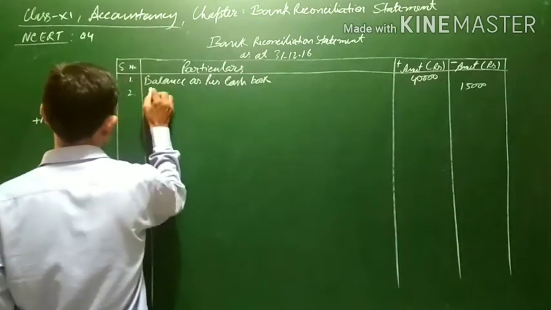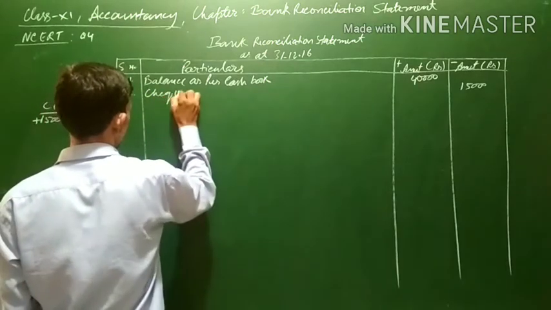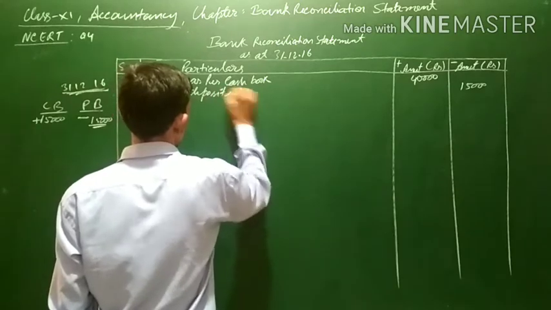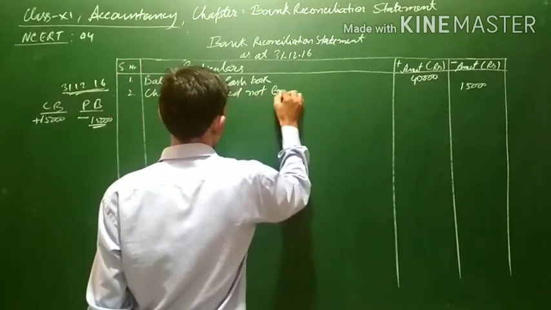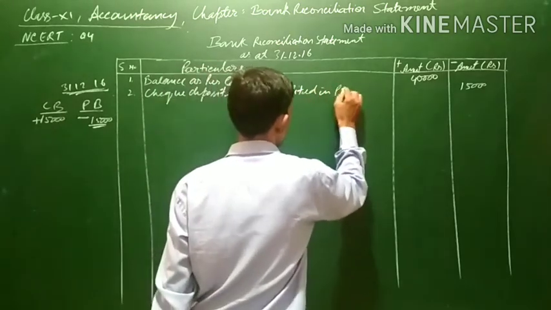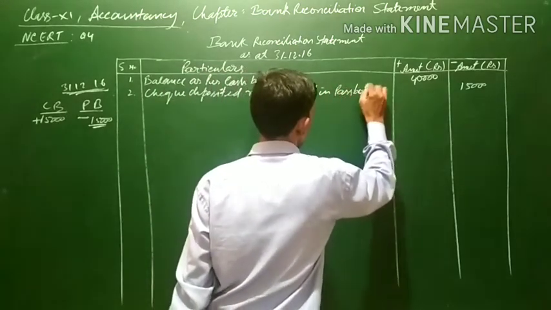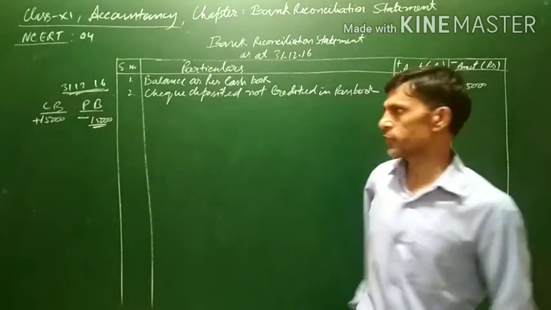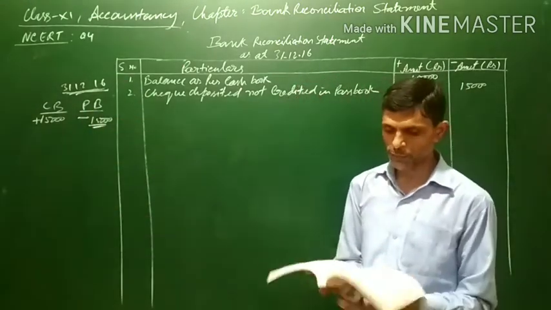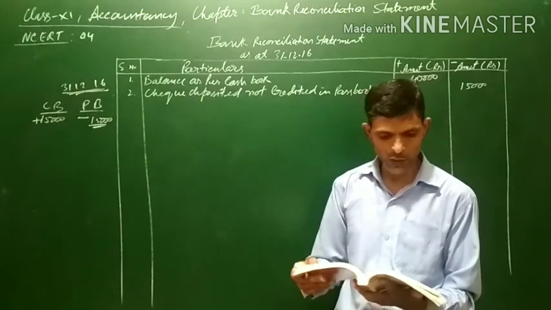The transaction will be: check deposited, not credited in passbook. Since it was not credited, in the passbook there will be a lesser balance, rupees 15,000 will be reflecting.